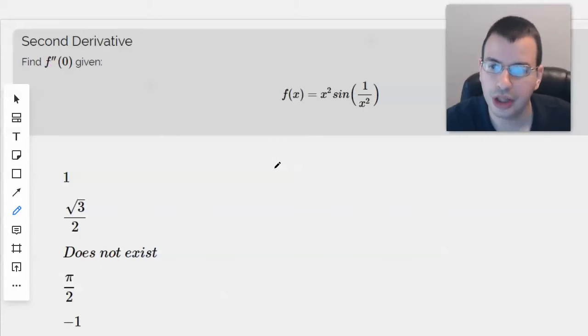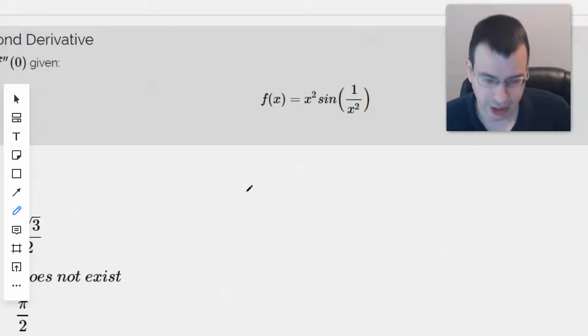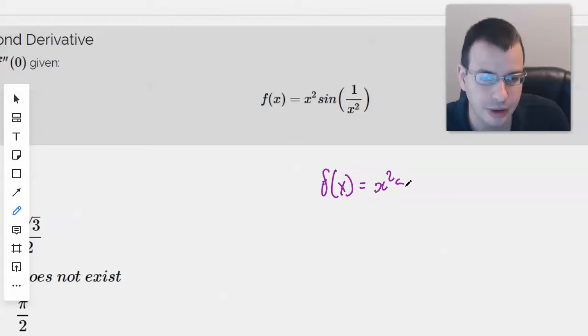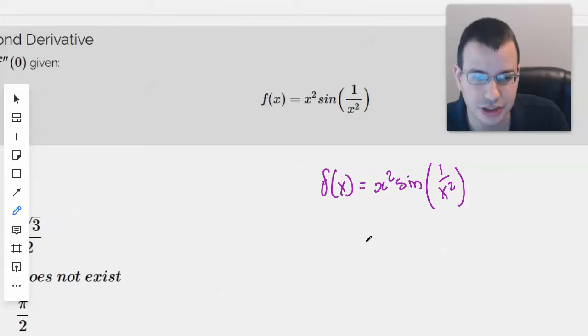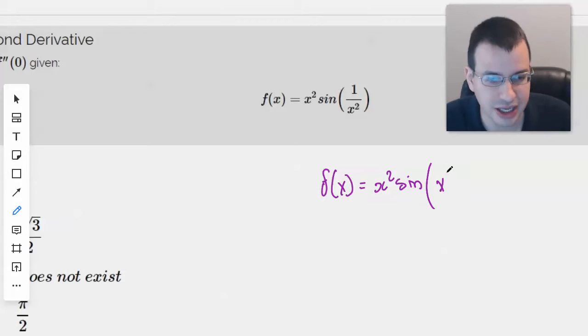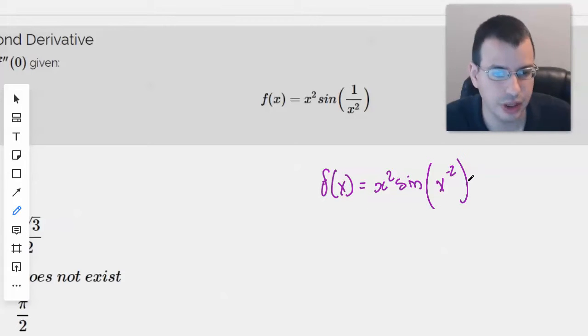So let's start by rewriting f of x, just because it's kind of zen for me to rewrite the problem. It gives me a moment to kind of contemplate my terrible life decisions. It's good. I will write this as x to the negative 2 instead. It's just easier to do the power rule that way. All right.